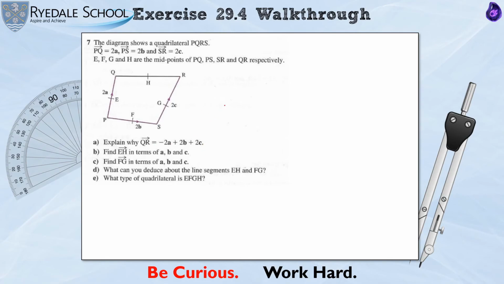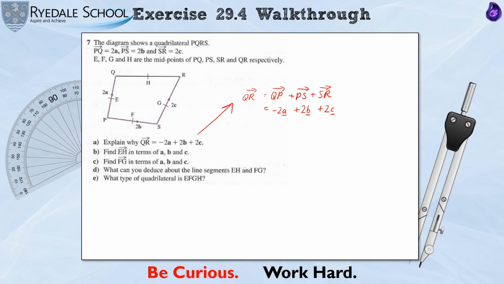Well, if I was going from Q to R, I could go round this way. So QR is Q to P, then P to S, and then S to R. And these are all the vectors that have already been defined for me. So it's negative 2A plus 2B plus 2C.